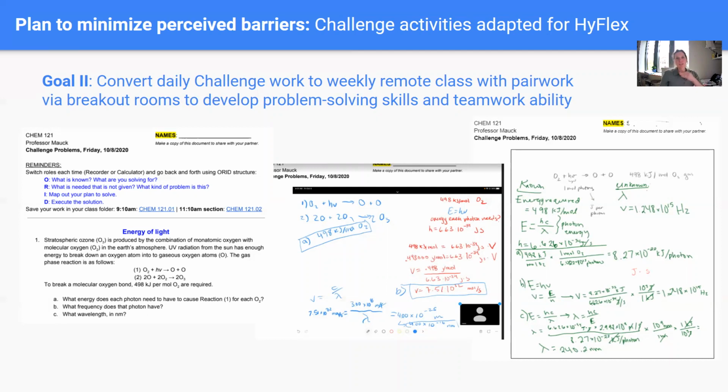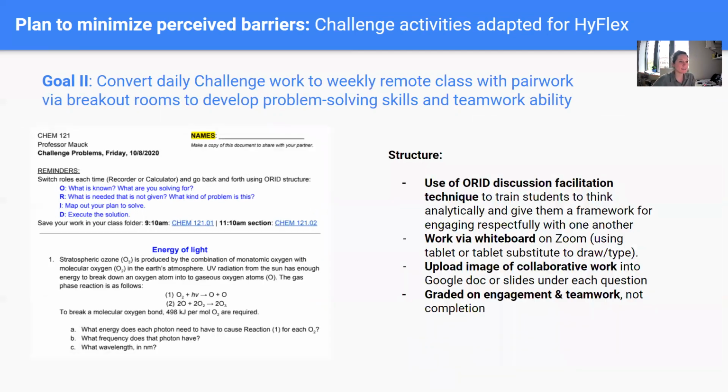What these challenge problems looked like was a little bit different from before. I would give them multi-part questions, between 5 and 7 questions per session. And then they could collaboratively work on the whiteboard in Zoom together with varying degrees of success, depending on whether they had a tablet or they were using the tablet substitute device. But the thing that I want to highlight is that I use this ORID discussion facilitation technique, observation, reflection, interpretation, and decision or determination, to train them to think analytically and give them a framework to connect with one another and engage respectfully.